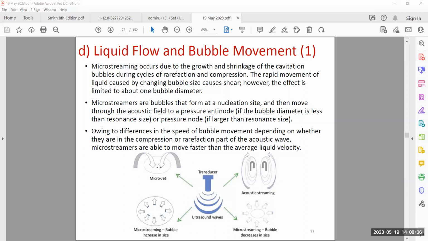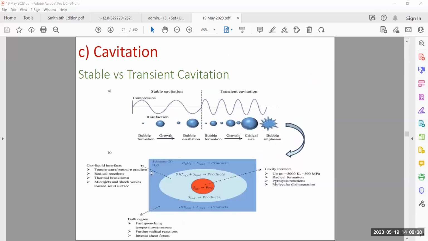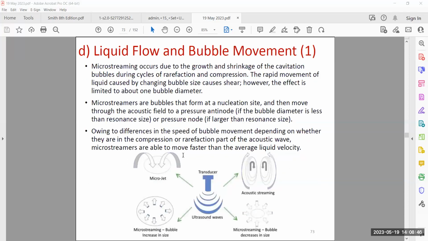And there's also what we call the microjet. Okay, what happens is when you have a transient cavitation and the bubble implodes, it would give out what we call a microjet. A microjet is basically very high pressure water produced at a very high temperature.